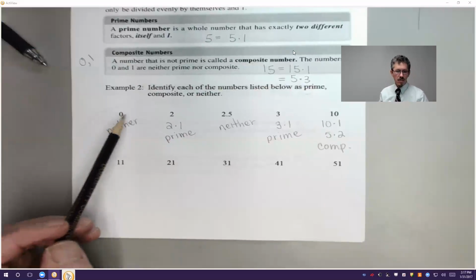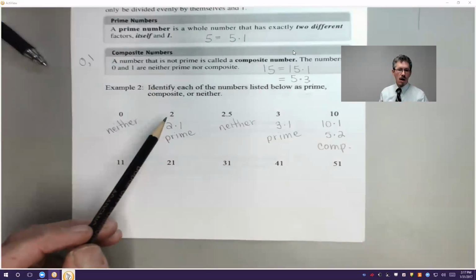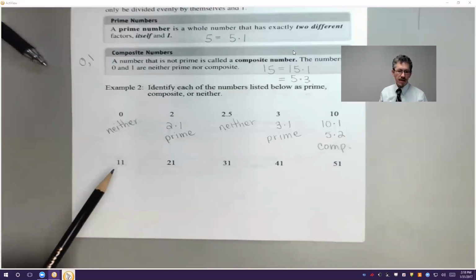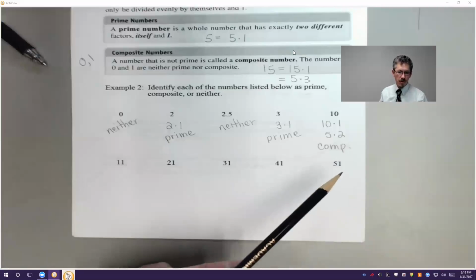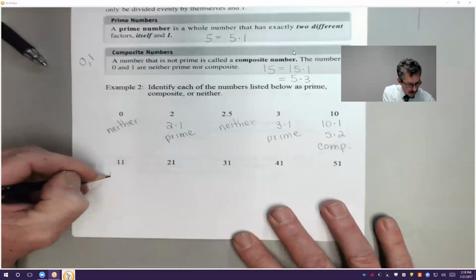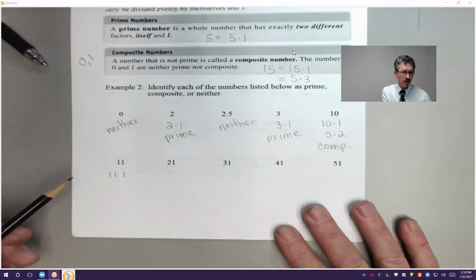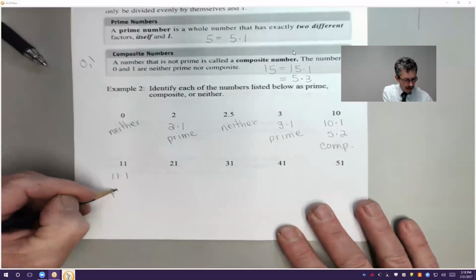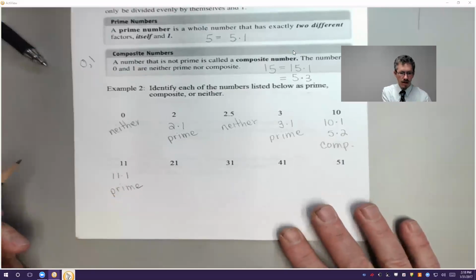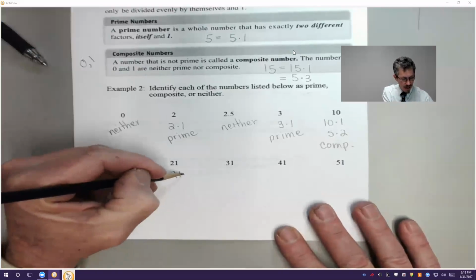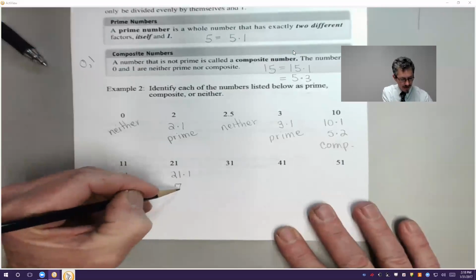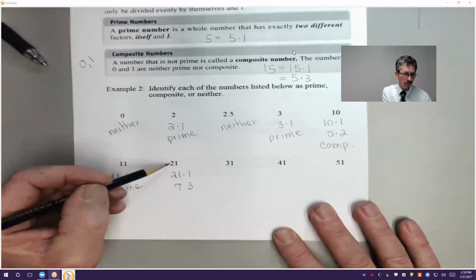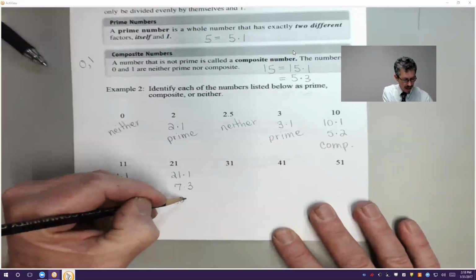All other prime numbers other than 2 are odd numbers, so we would suspect that any odd number may be a prime number. For example, 11 is 11 times 1, but there is no other way to write 11 as a product of two numbers, so 11 is prime. On the other hand, 21 can be written as 21 times 1, but also 7 times 3. So even though it's an odd number, some of the odd numbers are not prime numbers. This example is composite.